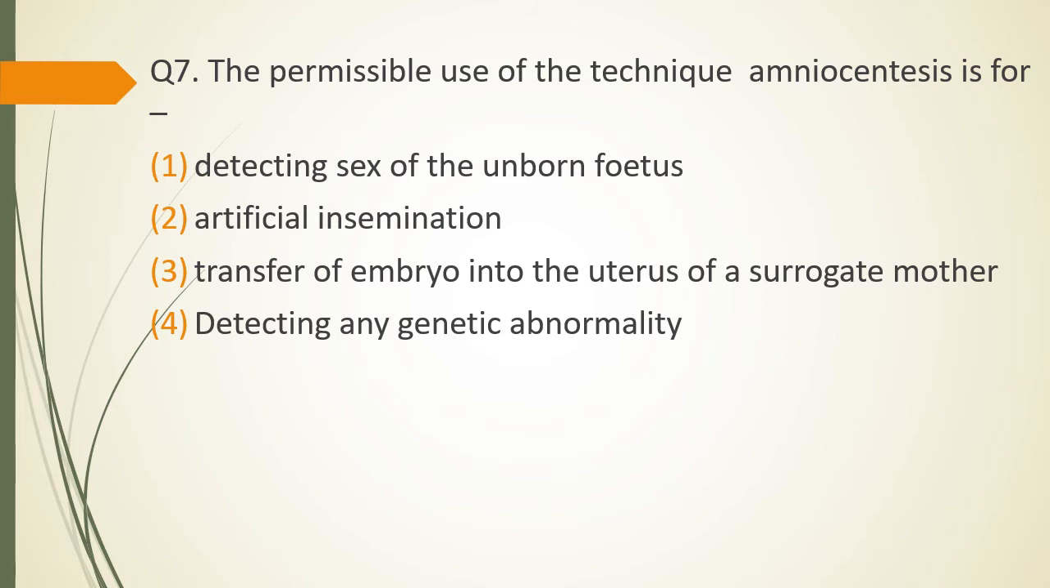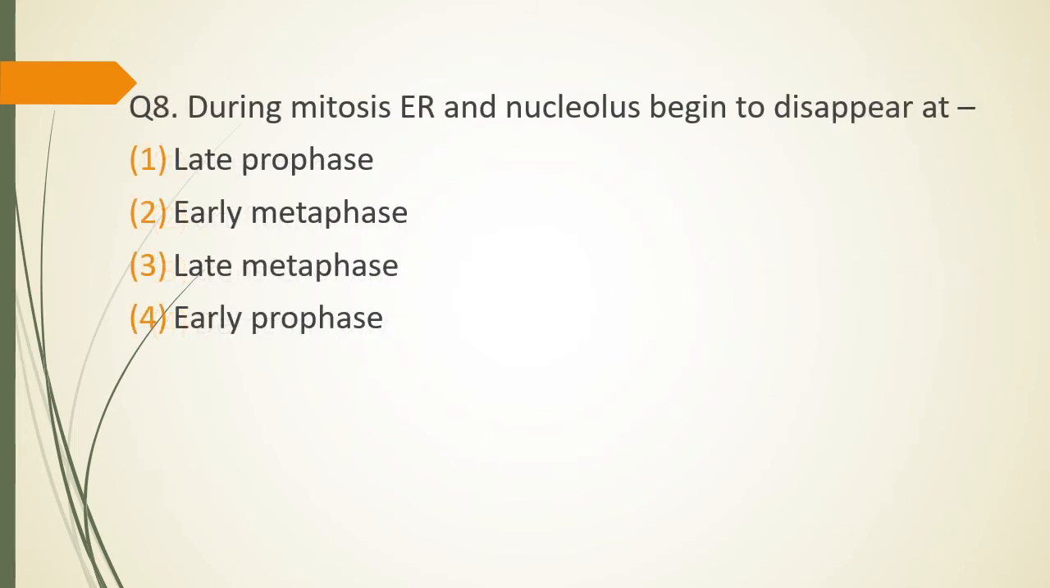Which of the following is the main permissible use of amniocentesis? The correct answer is option 4. Amniocentesis is allowed to be used for detecting any genetic abnormalities. Question number 8. During mitosis, ER and nucleolus begin to disappear at late prophase, early metaphase, late metaphase, early prophase? The correct answer is option 1, that is late prophase.